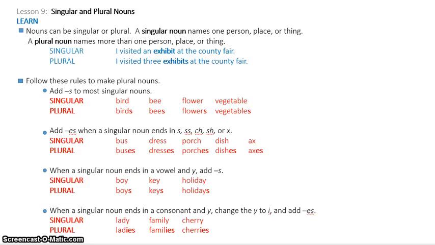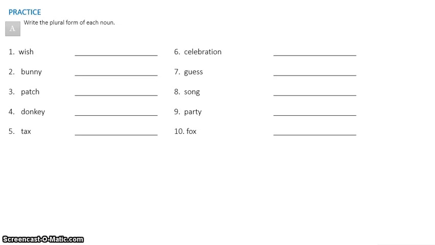All right, let's go ahead and flip to practice set A. It says write the plural form of each noun. You can look back at the rules if you need to, but I want you to change those singular nouns to plural nouns, make sure you follow the rules, and it has to be spelled correctly. So go ahead and do 1 through 10. When you're ready, come back and we'll check the answers.